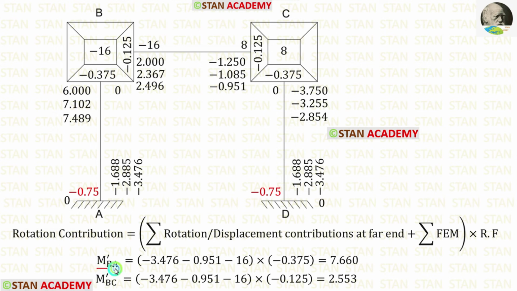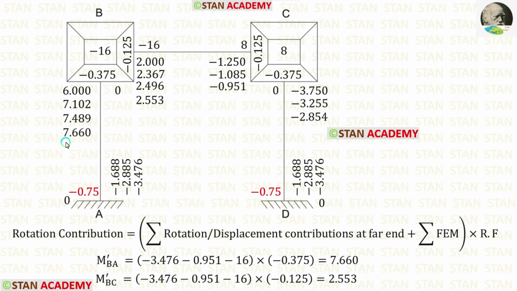Let us find M-BA. For that we have to add these three values and then multiply with the rotation factor at BA. When we do that, we are getting 7.66. For BC, the rotation factor is minus 0.125. For M-BC, we are getting 2.553. Let us apply the values of M-BA and M-BC.